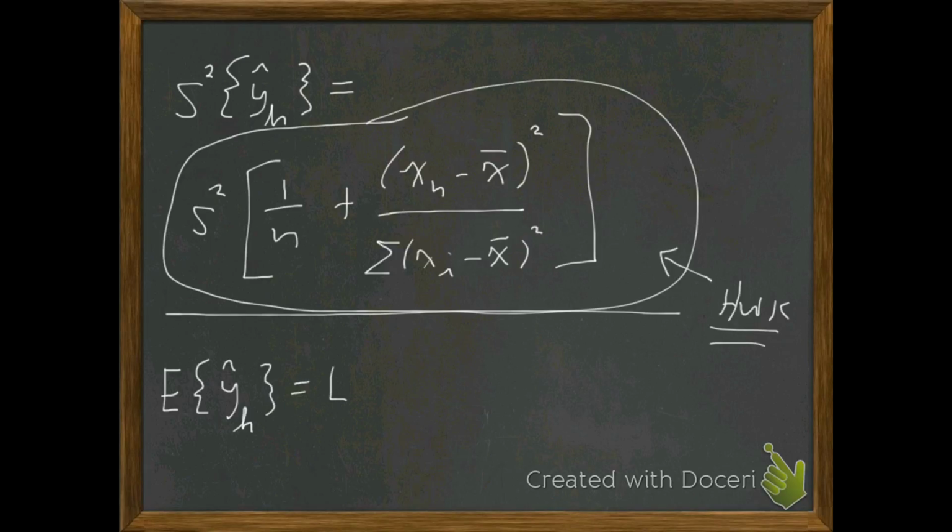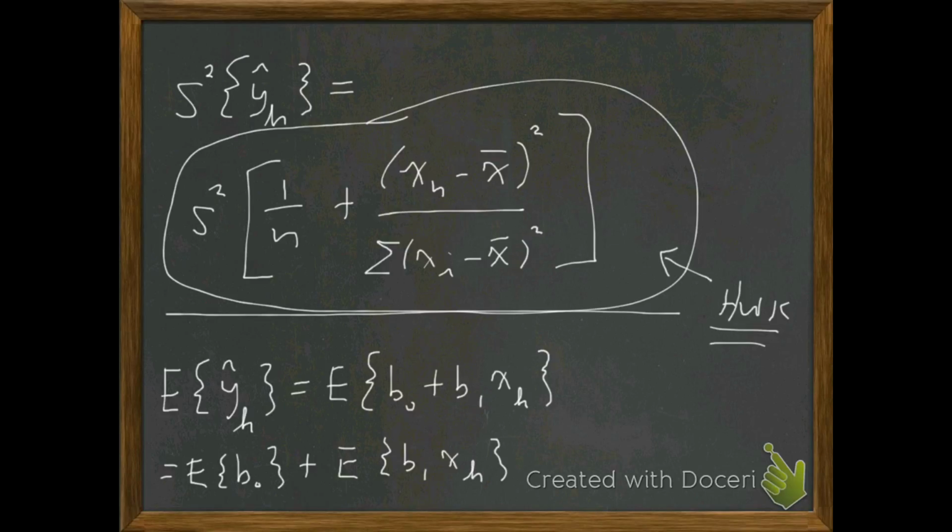is just going to be the expected value, as you would expect, of this, which is the expected value of this, which is beta 0 plus beta 1 x sub h, which of course is the expected value of y sub h. All right, or the mean of the y's.